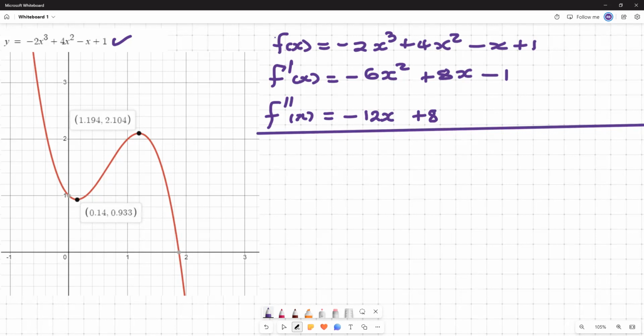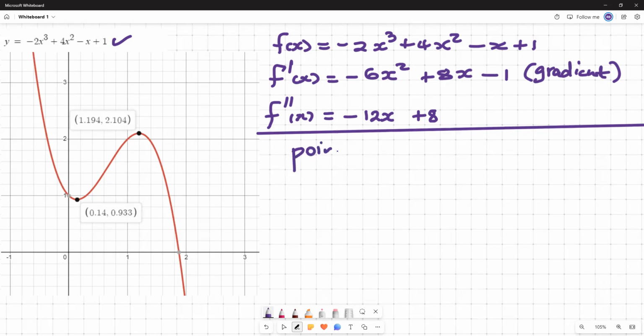So remember, f of x is a representation of the graph itself, right? The y values on the graph. And then f prime x, or the first derivative of f, just represents the gradient of the graph at any x value in the Cartesian plane. Perfect. And then the second derivative tells us about concavity, basically.